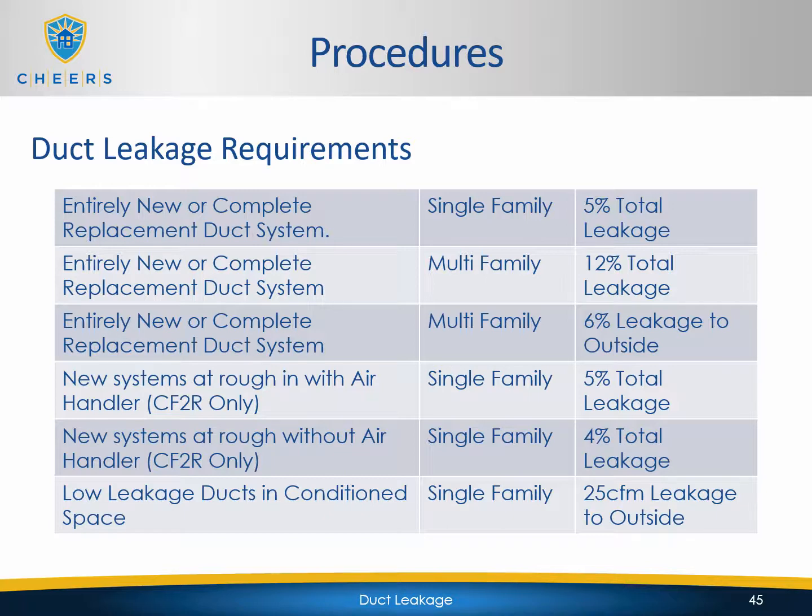If we have a new system and the HVAC contractor is testing at rough-in with the air handler installed, again, this is for the CF2R only, which is the contractor only. This is not the HERS rater verification. They'll be testing at 5% total leakage. If it does not have the air handler, they can test at 4%. Again, contractor only. If they take a credit for low leakage ducts in conditioned space, that's on the performance side. On a single family, we're not going to be doing a percentage. We're going to go to a straight 25 CFM leakage to outside. So again, we'll be doing the leakage to outside test, and it has to be equal to or less than that 25 CFM value.